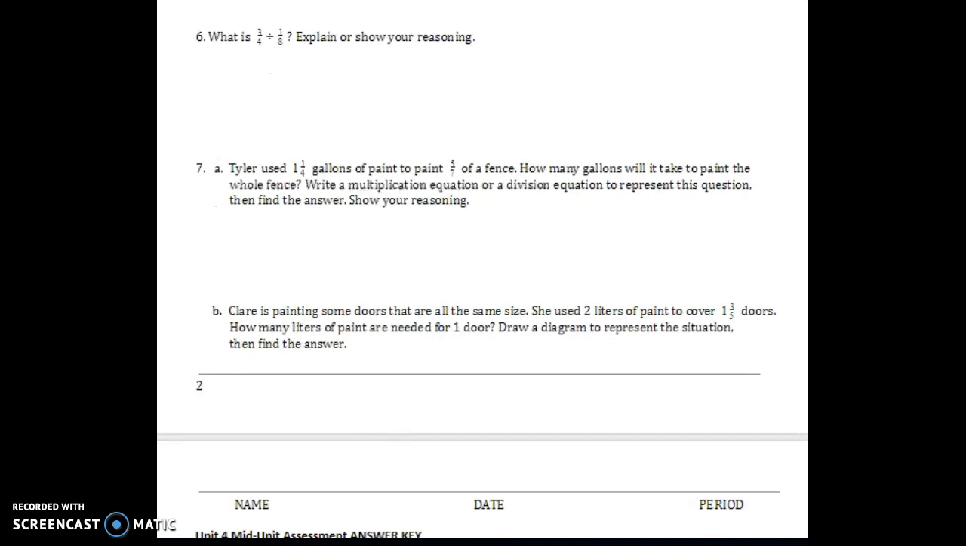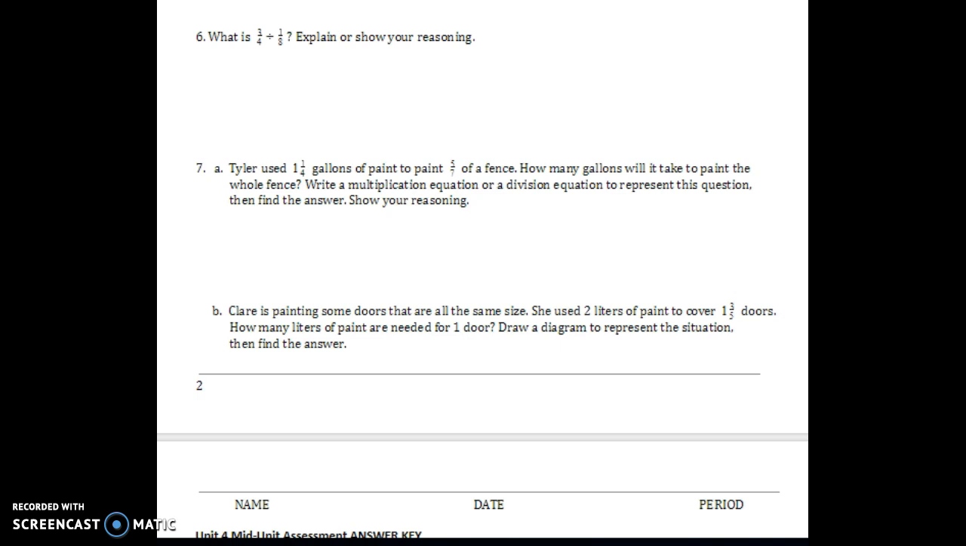Question 7. Tyler used 1 1/4 gallons of paint to paint 5/7 of a fence. How many gallons will it take to paint the whole fence? Write a multiplication equation or a division equation to represent this question. Then find the answer. Show your reasoning.